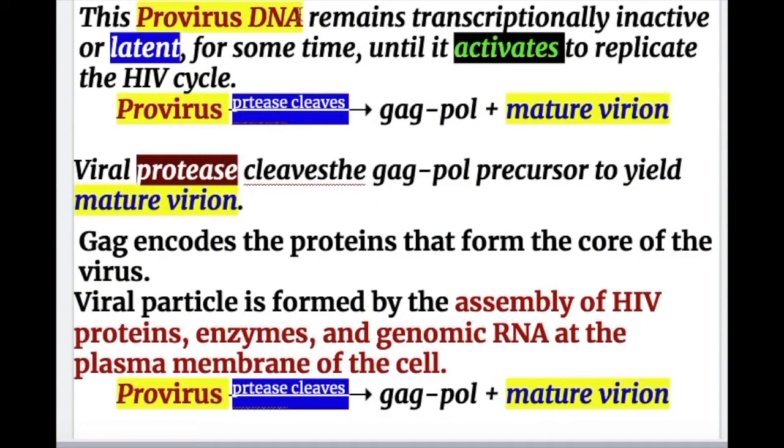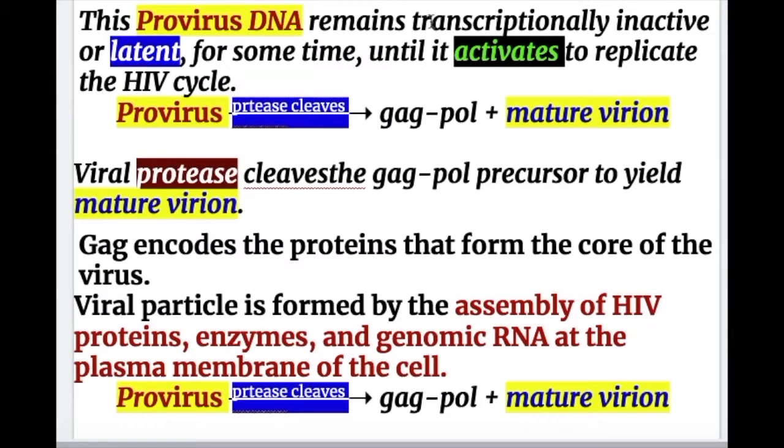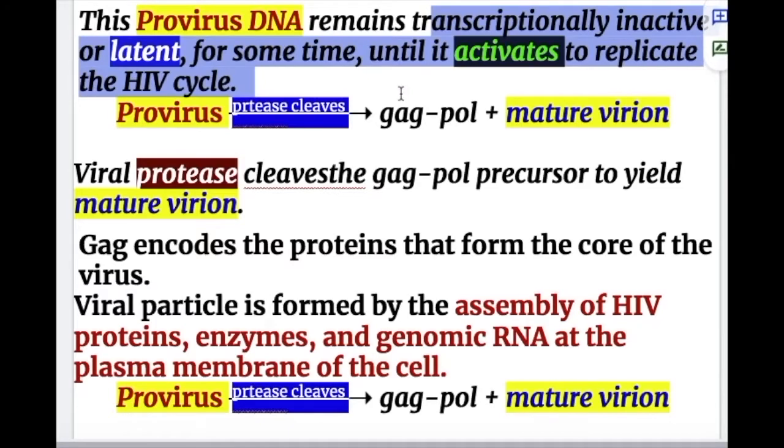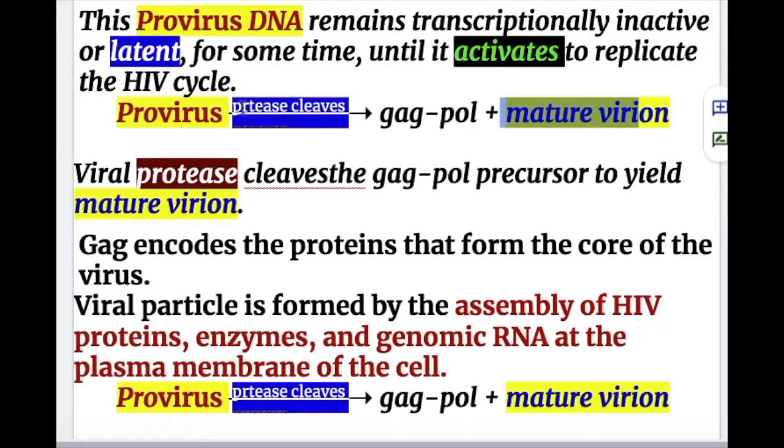This provirus DNA remains transcriptionally inactive or latent for some time until it activates to replicate the HIV cycle. So how does it release the mature virion? The other enzyme, protease, cleaves the gag-pol from the provirus and converts it into a mature virion. See here, protease cleaves the gag-pol to yield the mature virion.